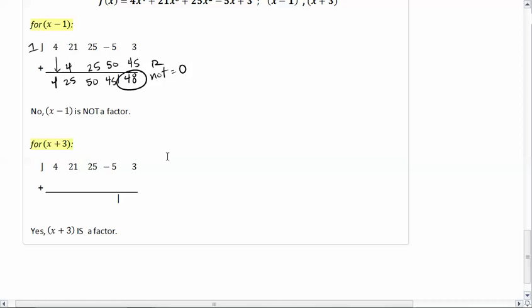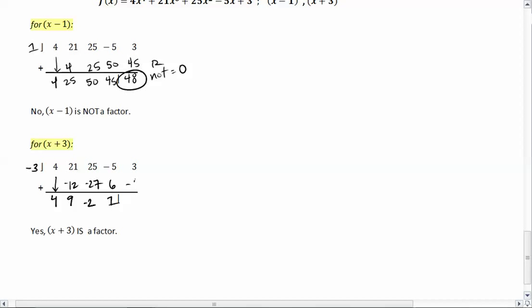So for x plus 3, we have our c is equal to negative 3. Bring the 4 down, that's our first thing we do. Then we have negative 3 times 4, we get negative 12. 21 minus 12 is equal to 9. Negative 3 times 9 is equal to negative 27. Then we have 25 plus negative 27, we get a negative 2. Negative 2 times negative 3 is equal to positive 6. Negative 5 plus 6 is equal to 1. 1 times negative 3 is equal to negative 3. 3 minus 3 equals 0. So yes, there's a remainder of 0, which means x plus 3 is a factor.